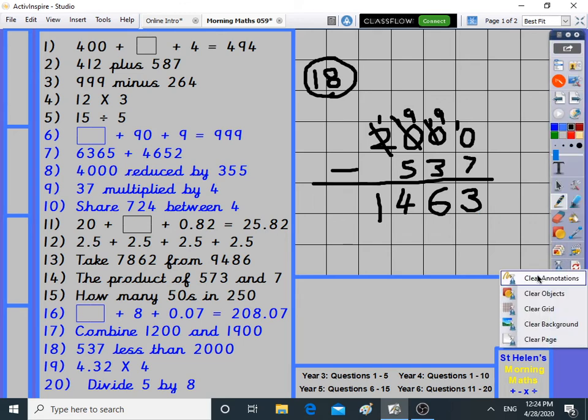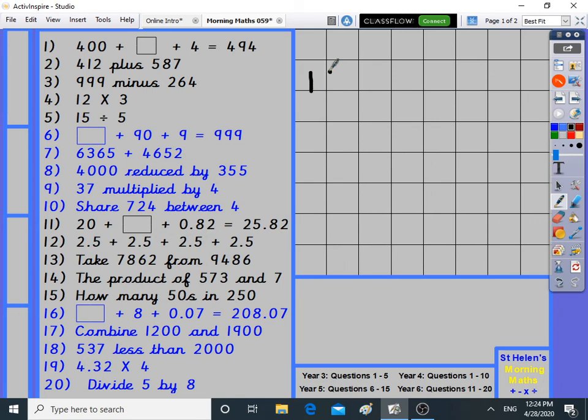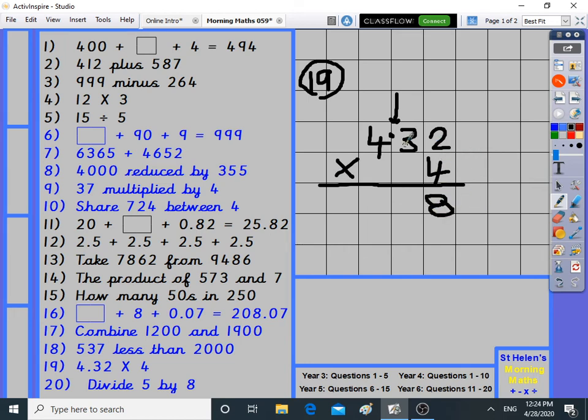Time for number 19. I'm going to line this up without the decimal point because times lines up in a weird way. So I'll line it up as if it was 432 times 4, which it's not, of course. It does have this decimal point. A child taught me this once. This little arrow, just basically saying to yourself, don't forget this decimal point at the end. 4 times 2 is 8. 4 times 3 is 12. 4 times 4 is 16, plus 1 is 17.